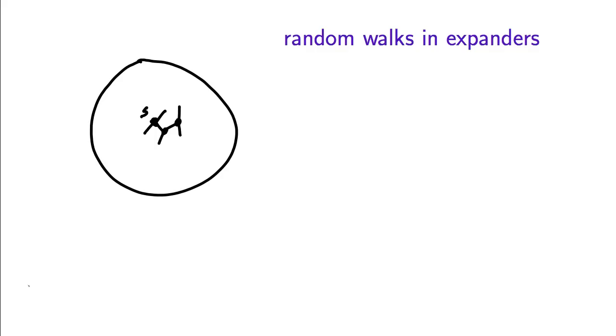Here is another very important property of random walks in expander graphs. Suppose we have a constant degree expander graph and that there is some subset of vertices that we are interested in. Let's call it A. Now consider the process of generating a random walk in the graph starting from a random vertex.